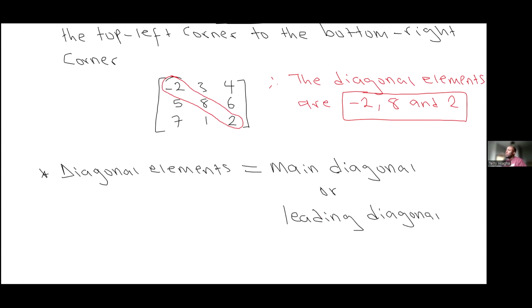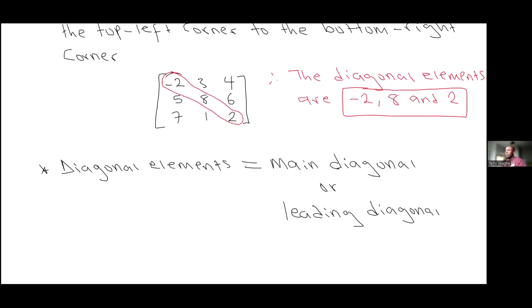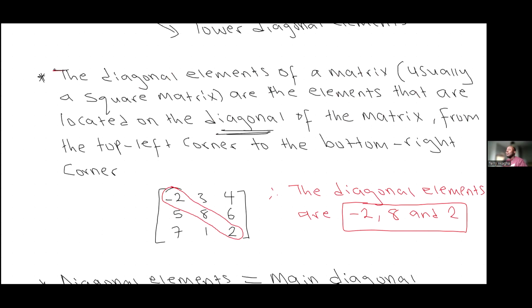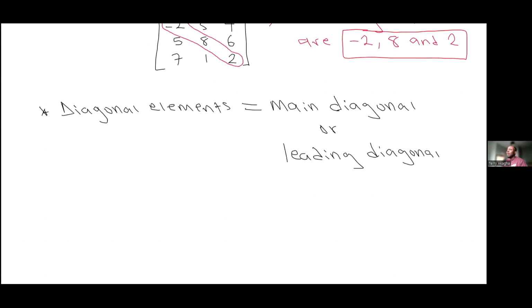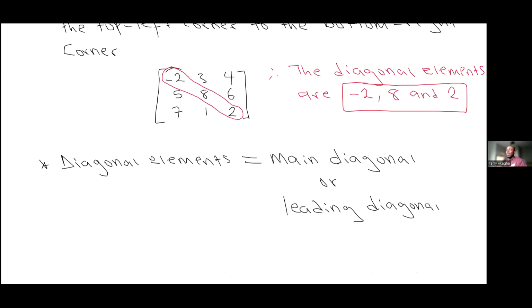So we can call the diagonal element the same thing as main diagonal or leading diagonal. It varies. In some textbooks, you see the main diagonal. In some textbooks, you see the leading diagonal. In some textbooks, you will see diagonal element. They are the same thing. So that means we can now say the main diagonal of that matrix is -2, 8, and 2, or you can say the leading diagonal is -2, 8, and 2.